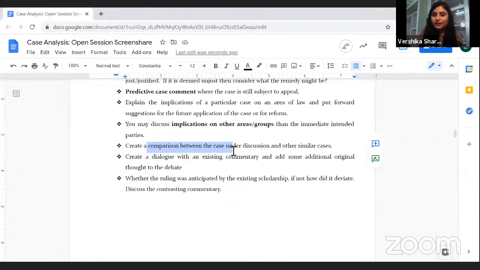So that is also discussed in this particular judgment. You can go about reading that judgment and then see how the reasoning varies between the two judgments, and how this judgment could have had better outcomes or a better decision. So again, create a dialogue in the existing scholarship or in the existing commentaries on the topic of the discussion that came about in the judgment.